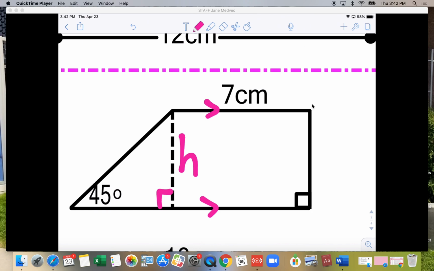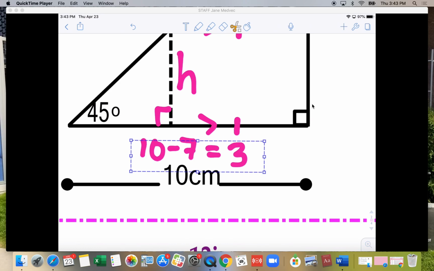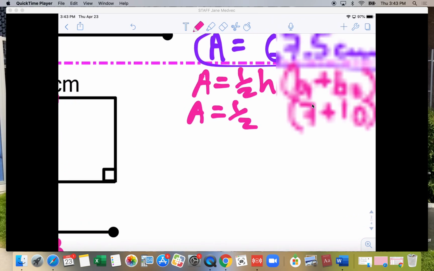Another way of doing it is if this is 7 and this is also 7, because that looks like a rectangle with that right angle, I know that if I take 10 and I subtract 7, I get 3. So because I know that, I don't even need to use trig on this. I can say that this length right here is 3. It's a 45, 45, 90, so I know that that's an isosceles triangle. So this is also 3. So I'm taking a look at the properties of an isosceles triangle of 45, 45, 90. So my height then is 3.